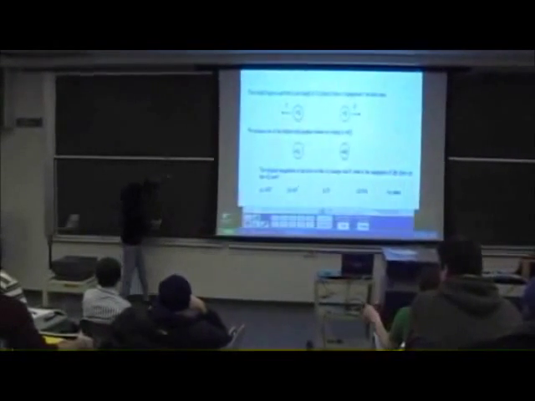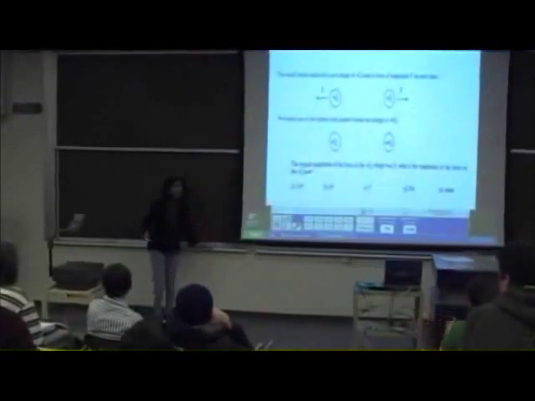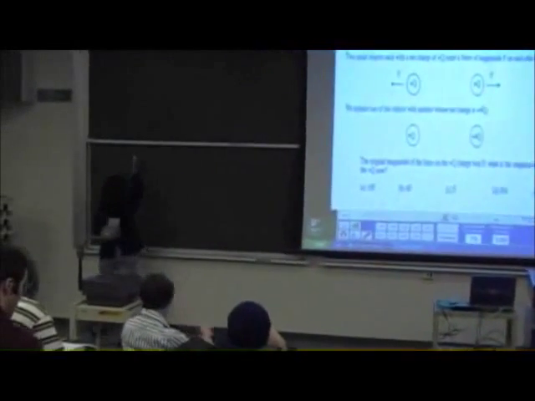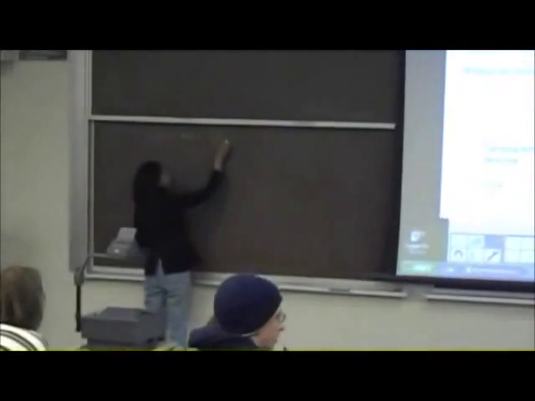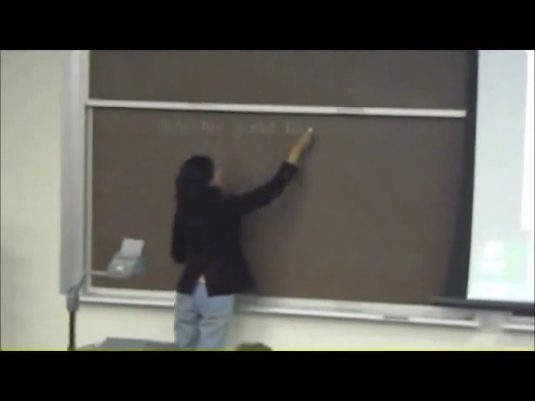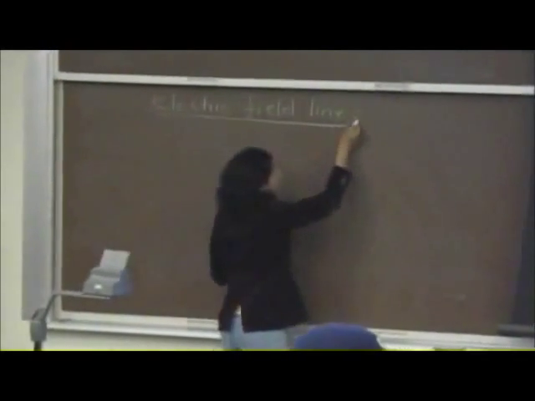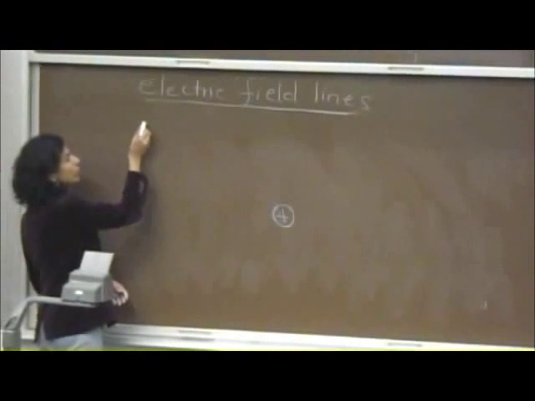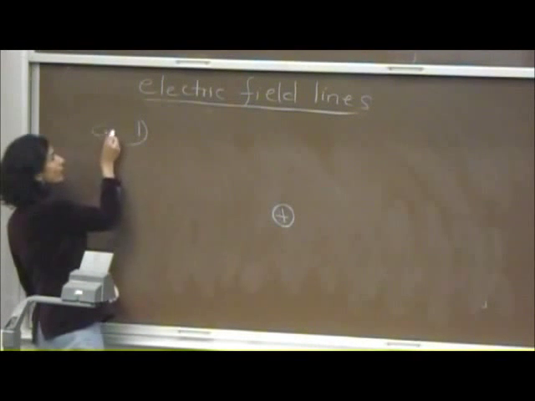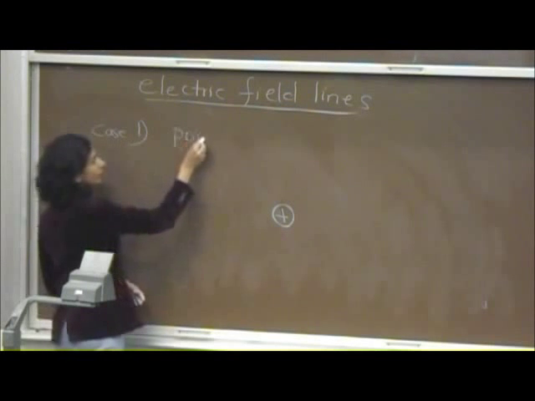Today, the first thing that we are going to talk about will be this concept of electric field line. So what is electric field line? If suppose you have some charge, you know that it produces some electric field around it. So for example, let's talk about electric field lines due to a point charge. So case 1 will be a point charge.